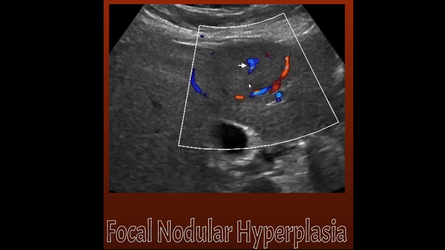Here's an example then of FNH with that central scar. So the FNH is this area here, again, very isoechoic to the surrounding liver, but the sonographer put color on, and what we can see is that vessel that got pushed out of the way, but then we can also see a central blood flow area. Without color, this area typically looks a little bit darker, so it looks like a little donut there.